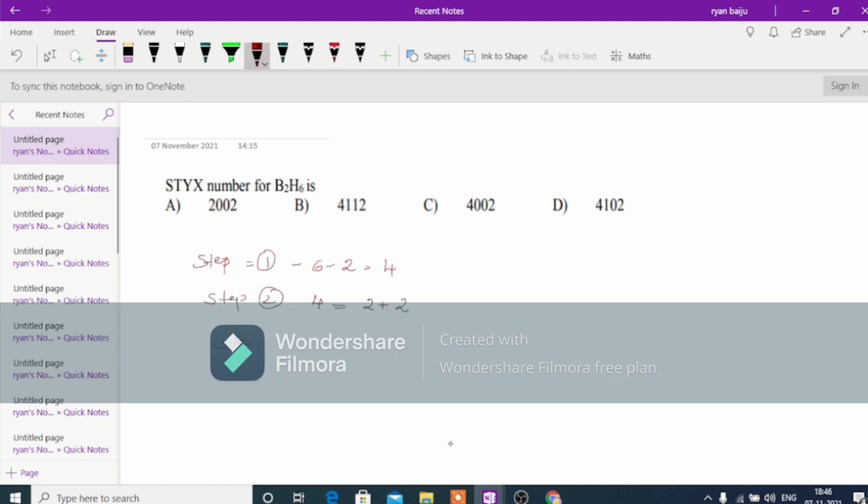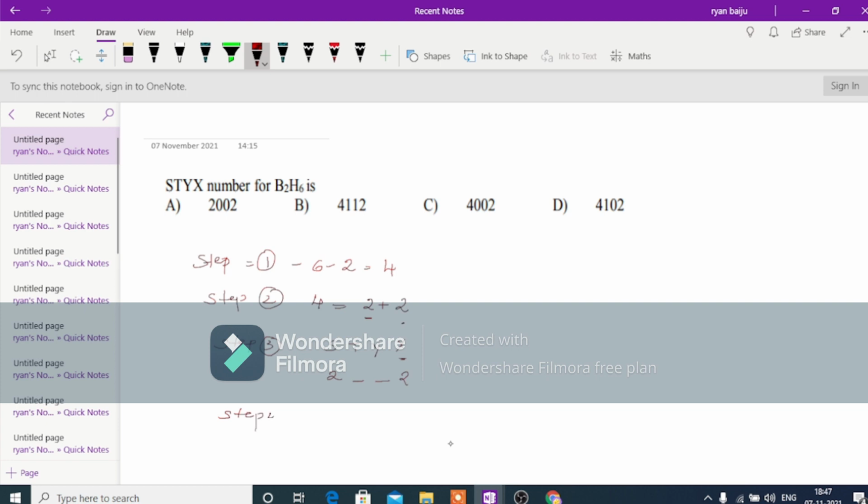Step 3: styx. Below this S I am going to write this 2. Below this X I am going to write this 2. Now we have to calculate T and Y.